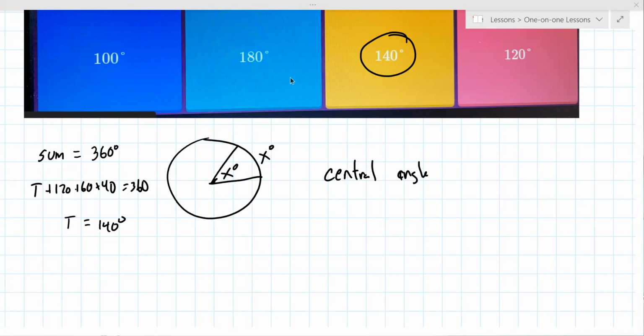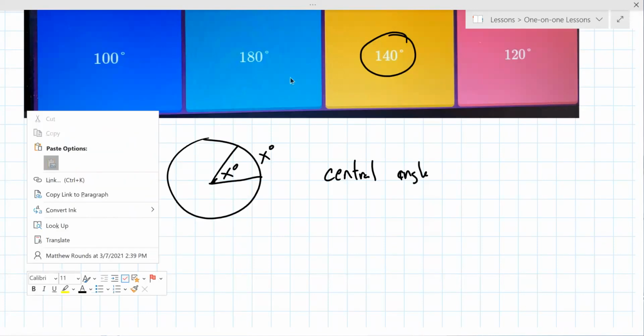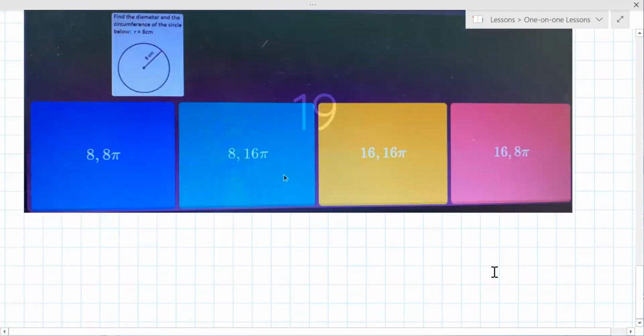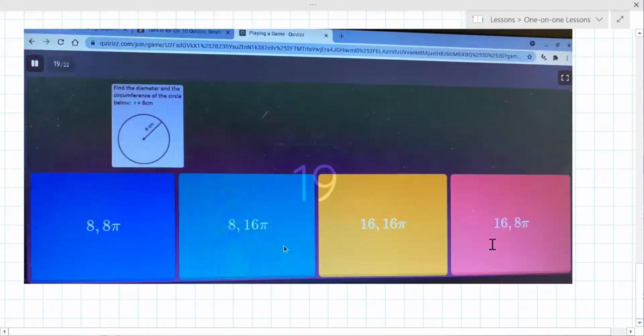All right. 19. Find the diameter and circumference of the circle below. The radius is 8 centimeters. The diameter is 2 times the radius.